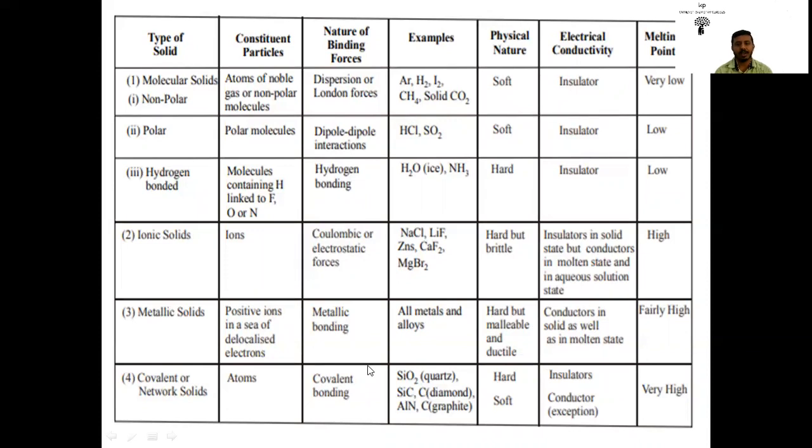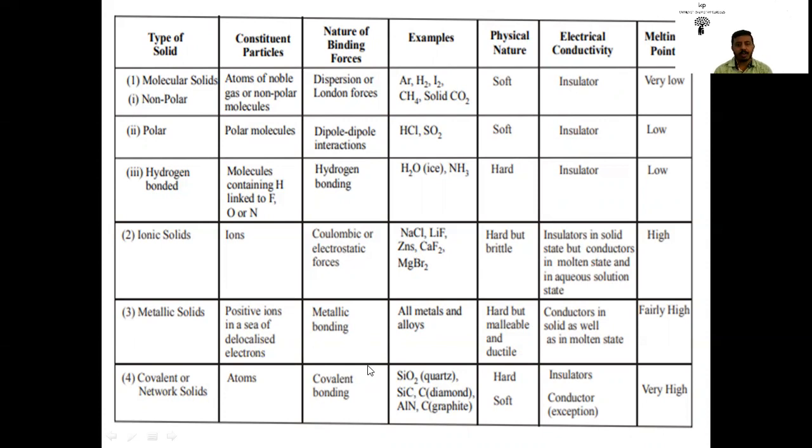Example, any ionic solids: NaCl, LiF, ZnS, MgBr2, MgCl2, etc. And the physical nature of ionic solids is they are hard and brittle. They act as insulators in the solid state, but act as conductors in the molten state. And the melting point is high compared to molecular solids.